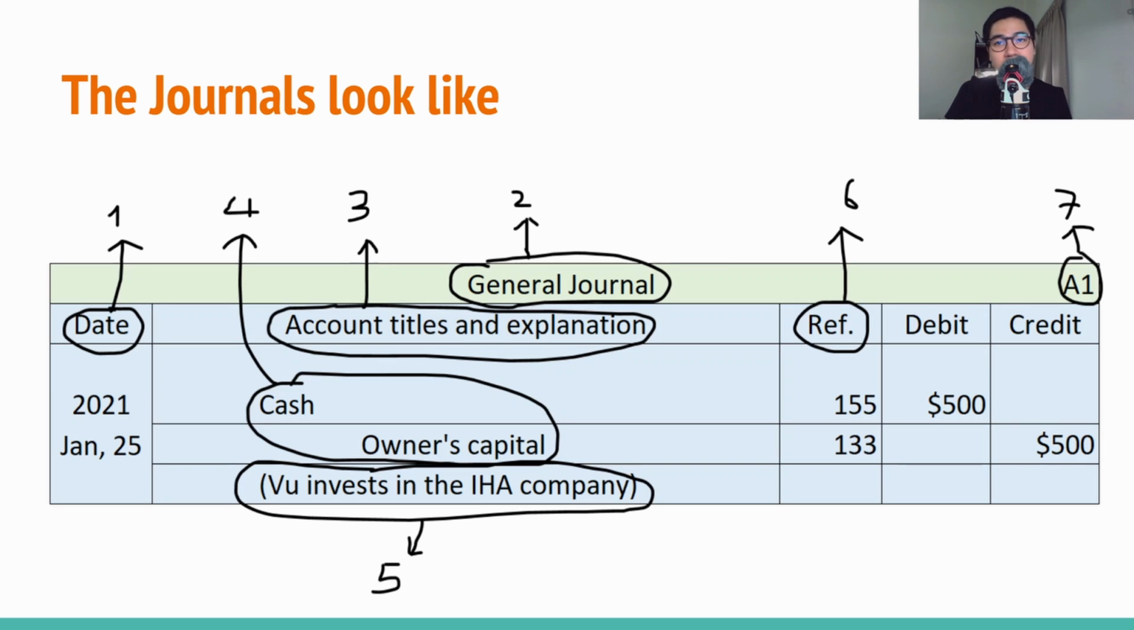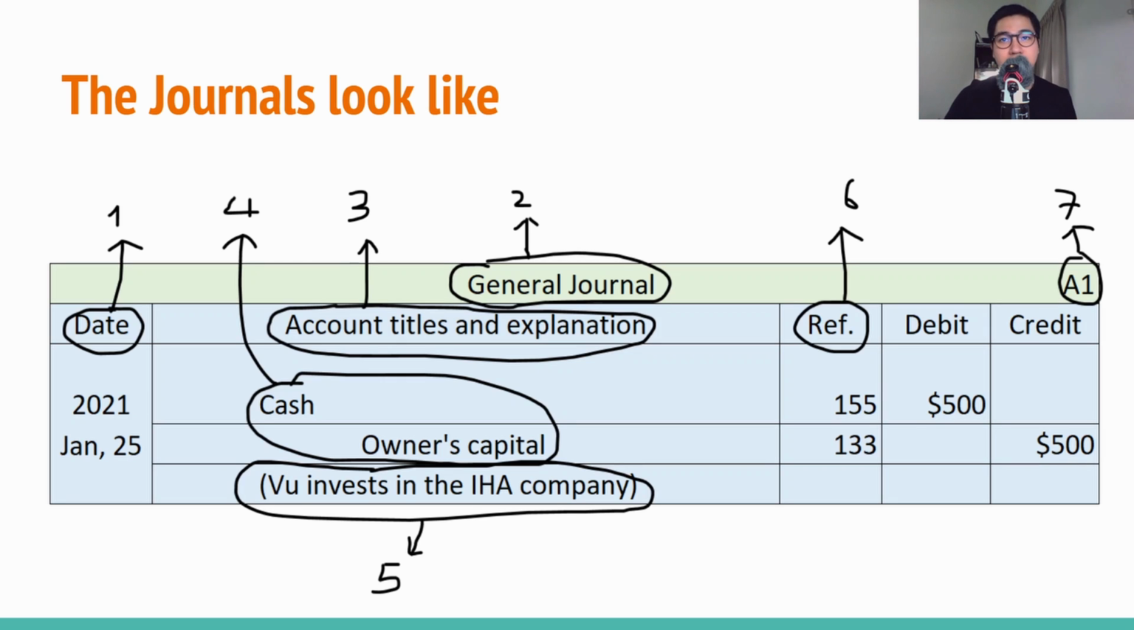Number 3, it is the column for filling out the account titles and their explanation. Number 4, there is a column for filling out the accounts that were affected during the business transactions. As you are seeing here, cash and owner's capital are the 2 accounts that were affected. Number 5, it is a brief description of the business transaction.